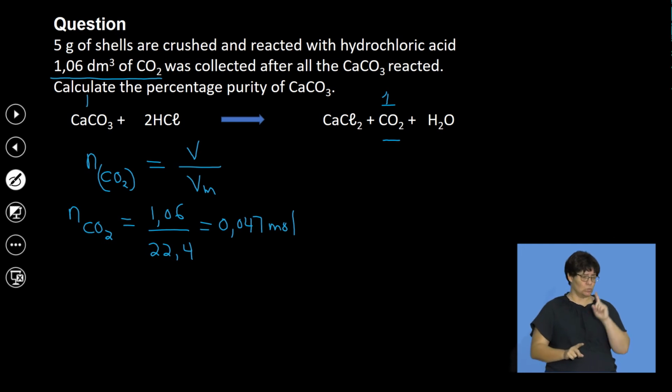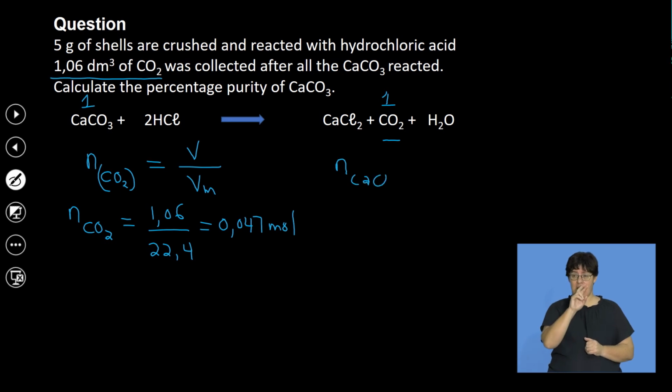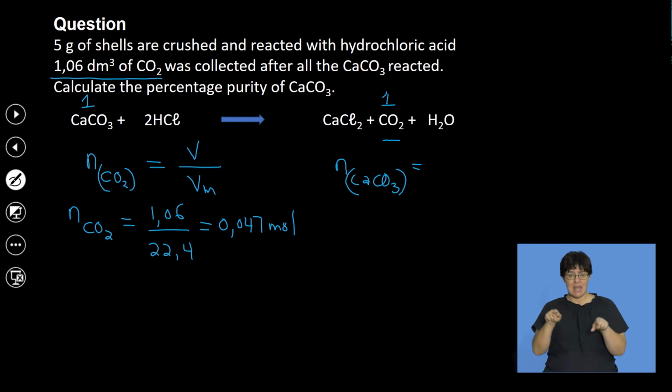Now, if we work backwards, we would ask ourselves that if 1 mole of carbon dioxide is produced by 1 mole of calcium carbonate, it means how many moles of calcium carbonate are present. So the moles of calcium carbonate is actually equal to the same number of moles, because it's 1:1, which is 0.047 mole. This is based on the stoichiometric ratio.